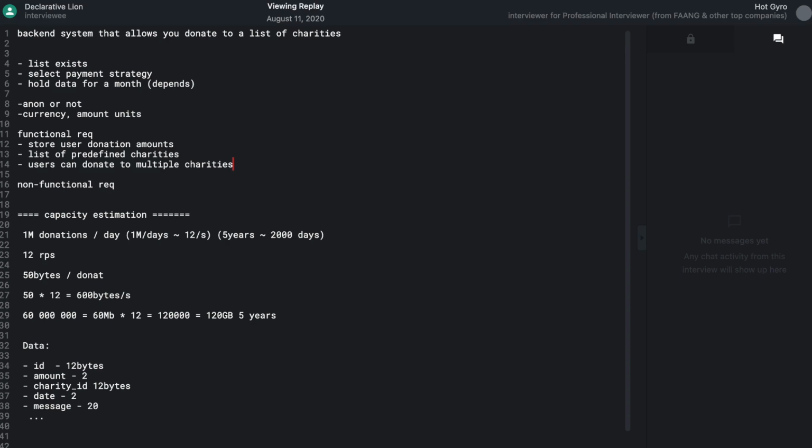Like for this service, you definitely need to store the transactions, right? The metadata of a donation. So that's the number one thing. And then the rest, you can say, oh, maybe you can return a list of the history of things that you donated, but those are minor, right? If the interviewer cares about that, they will tell you to do that. If not, then you don't need to.